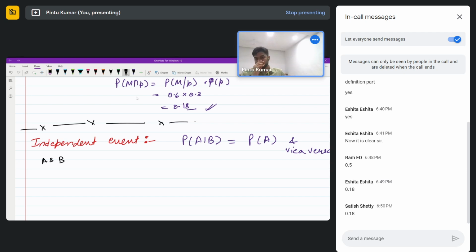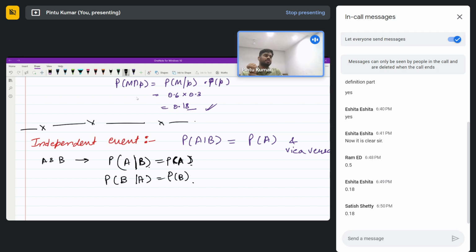So what does this mathematically mean? Let's say somebody says that B has already occurred, then the probability of A does not change. Even with the extra information that B has already occurred, it is not impacting your probability of A, and vice versa: if you are given something about A, then the probability of B does not change.